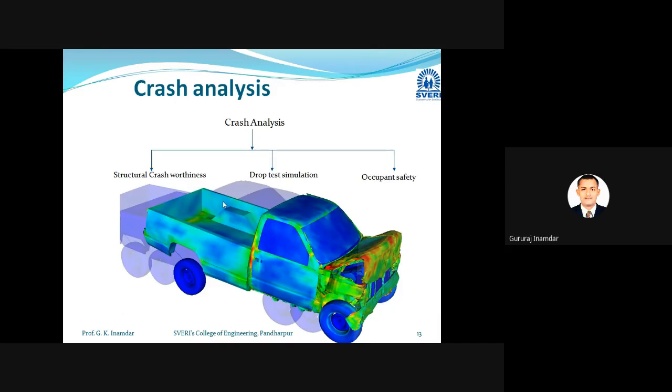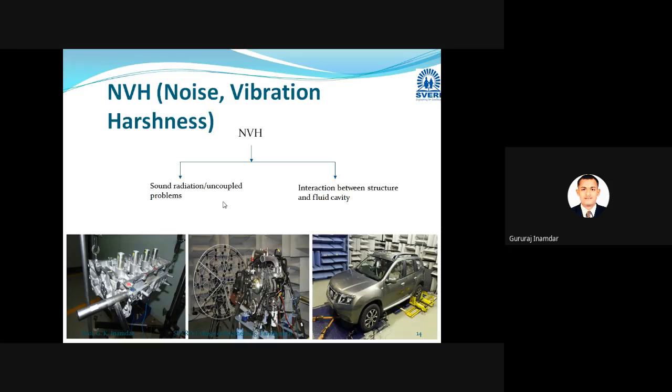Okay, for that purpose, occupant safety analysis is also required, and this is available in crash analysis software. Different software like LS-DYNA, Radioss, Abaqus Explicit, Pamcrash, etc. are available for this type of analysis. And the last analysis is NVH analysis. What is NVH? Noise, vibration, and harshness. This type of analysis is also available in ACM.